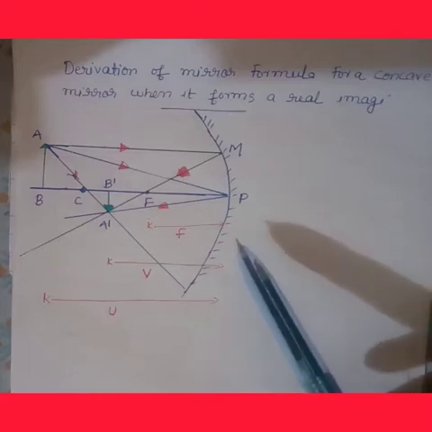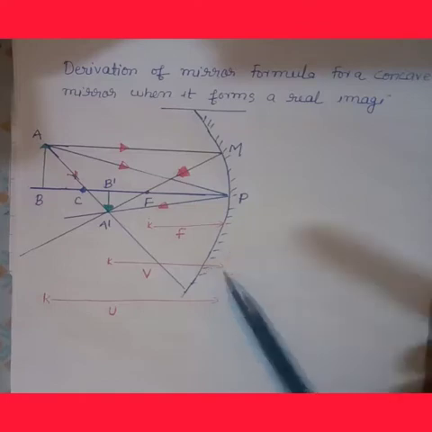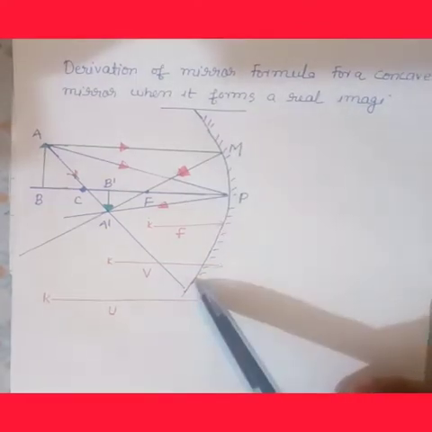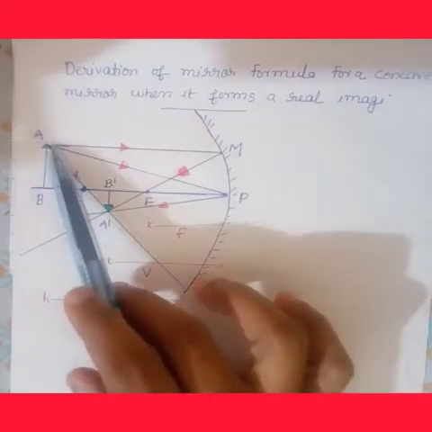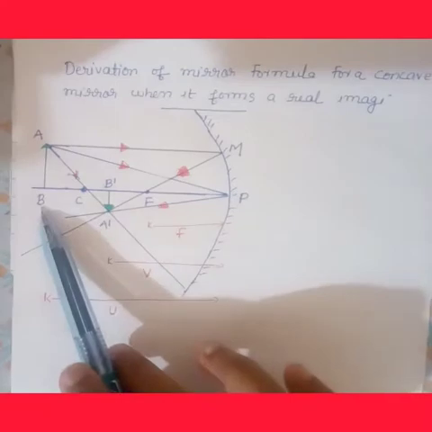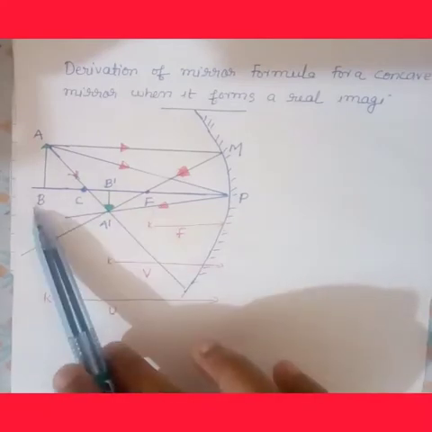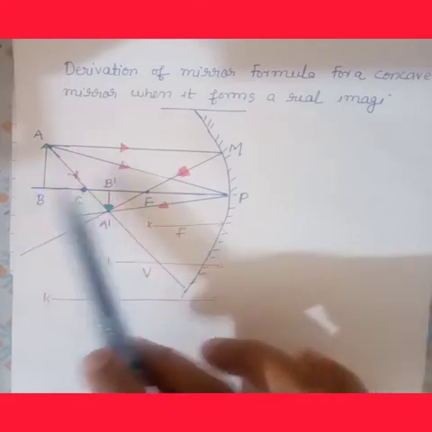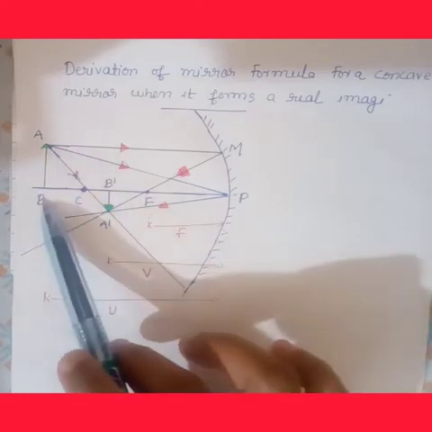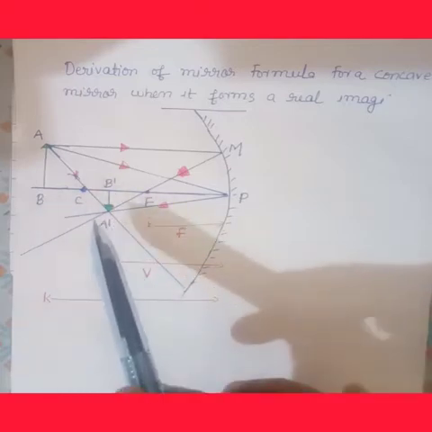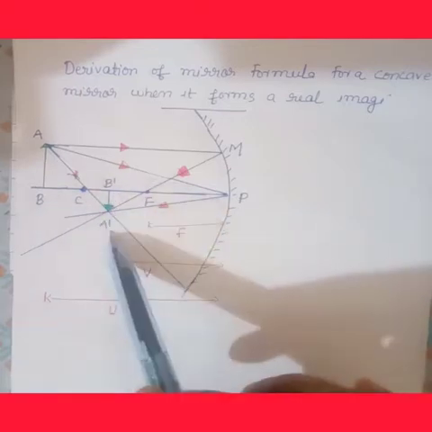Concave mirror when it forms a real image. So see this diagram. This one is a mirror. Then AB is an object placed on the principal axis beyond C. So AB is an object placed beyond C. You already know in which place you get the image. In between C and F you get the image.